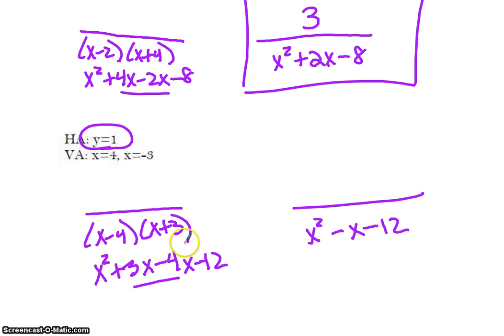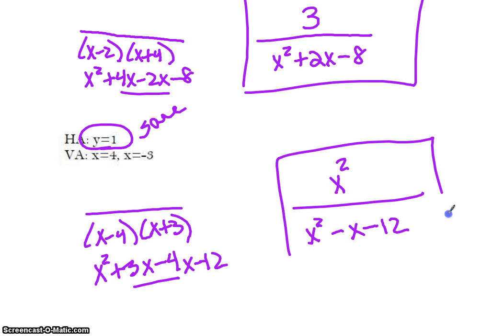Anytime y is equal to a number, this means that your degrees must be the same. And then your leading coefficients, the number in front of your x squared or whatever, have to reduce to whatever this number is. So it has to reduce to 1. For the degree to be the same, I have an x squared in the bottom, it means I have to have an x squared in the top. For it to reduce to 1 over 1, if I have a 1 in the bottom, I need a 1 in the top. There you have it.